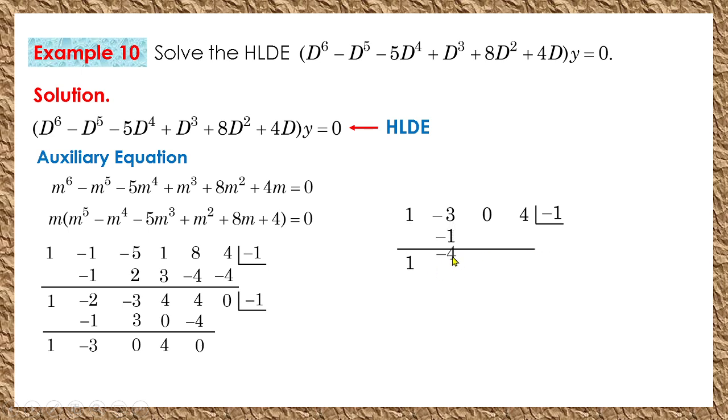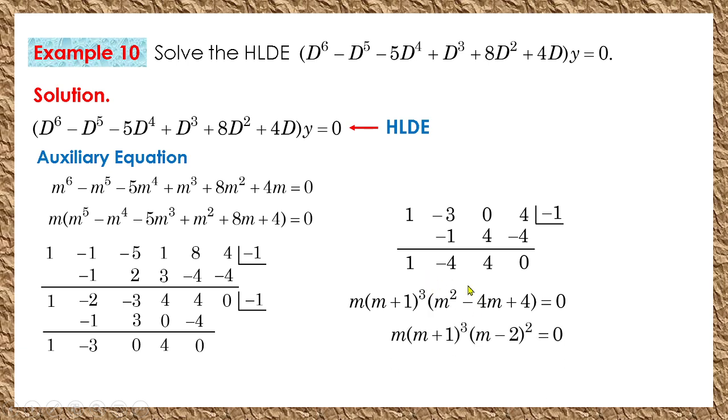Multiply, add, multiply, add, multiply. Nag-zero uli. Kaya, negative 1 will also work. Ito na, pwede na to, quadratic na to, madali nang i-handle yan. That is factorable into m minus 2 quantity squared. So, ano ang mga root?